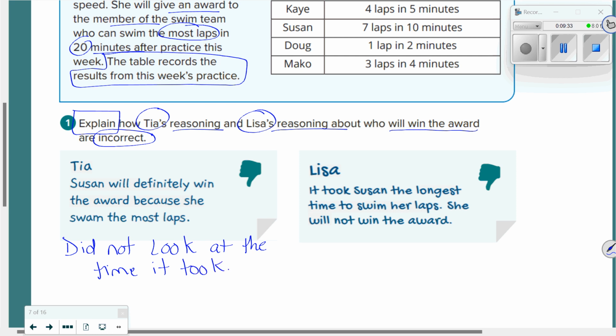All right, Lisa says it took Susan the longest time to swim her lap. She will not win the award. What did she do wrong? She looked at the time. She didn't look at the laps.